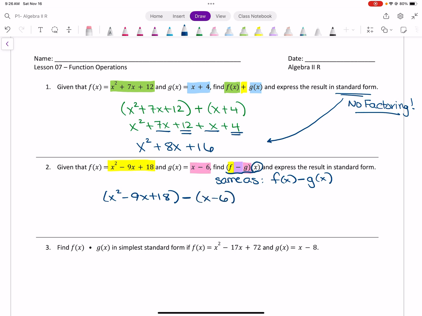This x does not mean that you are multiplying anything by x. Like I said, it's just the notation that we are using, f of x, g of x, which is just those original polynomials. So you're really just taking f and subtracting from it g. So subtraction, here's where the parentheses do make a difference. You do have to distribute that negative just like we did during unit 1. So you get negative x plus 6. So combining like terms, you should get x squared minus 10x plus 24. Again, standard form, you're going to leave your answer the way it is.